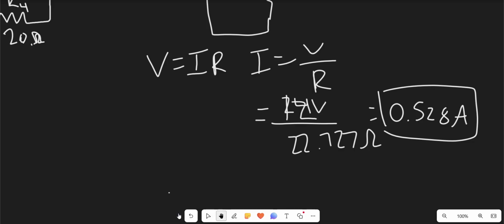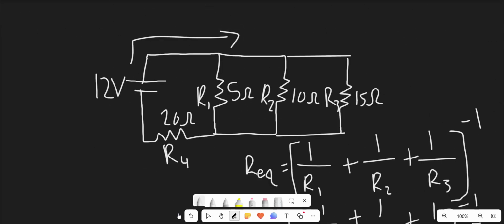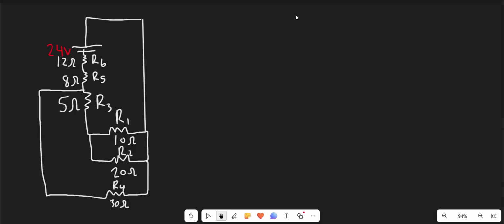So let's scroll back up and label our findings. We basically have 0.528 amps of current being distributed throughout the circuit. So it's going to go through this branch here, and then make its way back to the battery. And now that brings us to our last example for the video before we wrap up. Okay, so for our last example, I came up with a fairly difficult challenge, but hopefully you guys can figure it out.